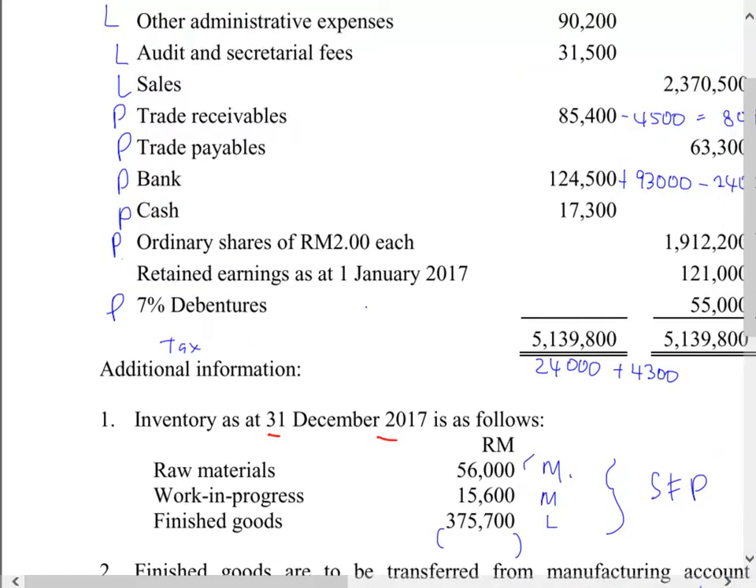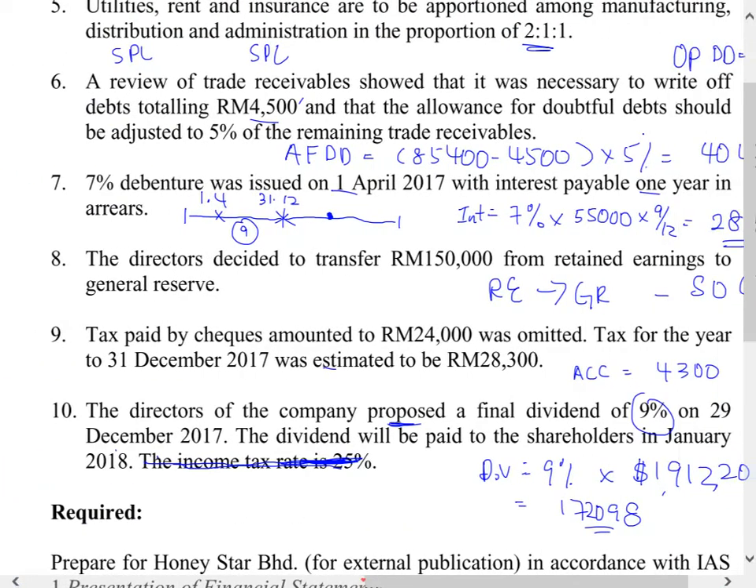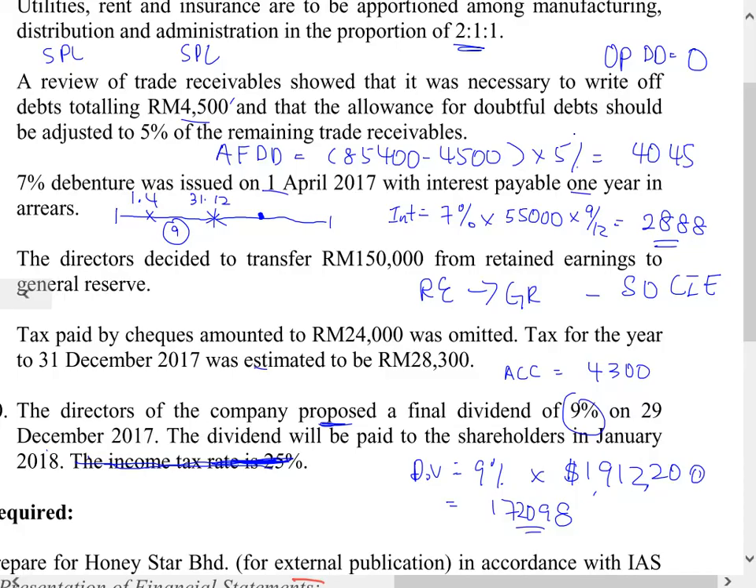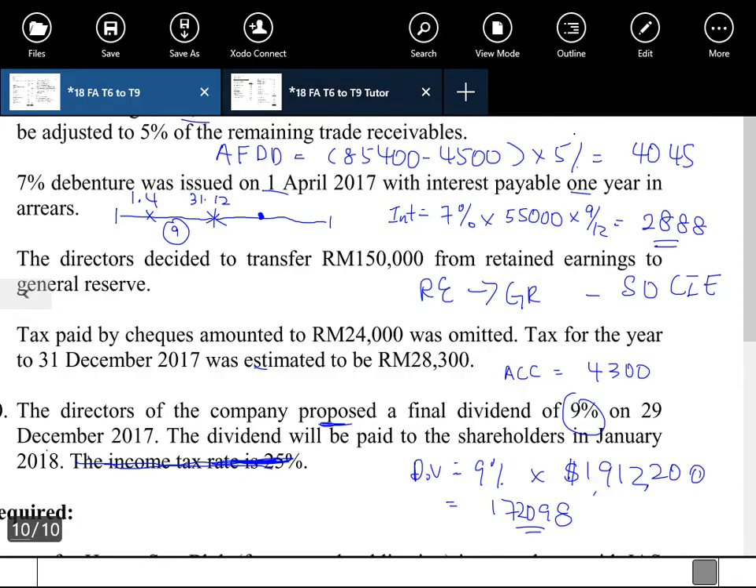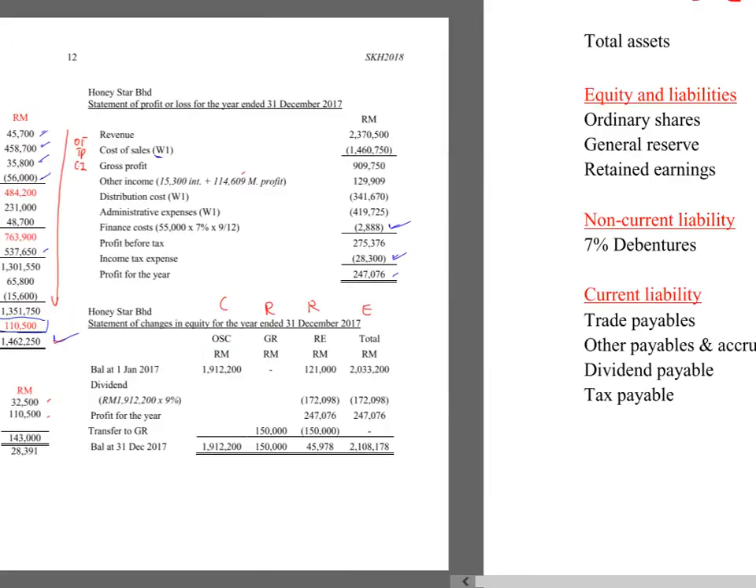9% of how much? Do we have to know the number of shares? No need, because 9% in percentage we always times with the value. So 1912.2. 9%, 1912.2. So dividend proposed 172. Haven't paid. So this one appear in statement of changes in equity and SFP because haven't paid. Here. Appear in my dividend payable, haven't paid yet, as well as statement of changes.